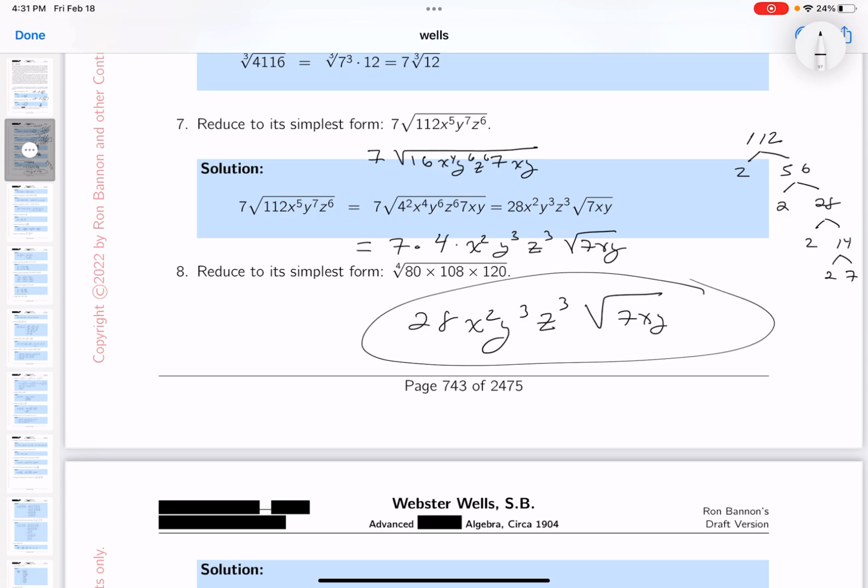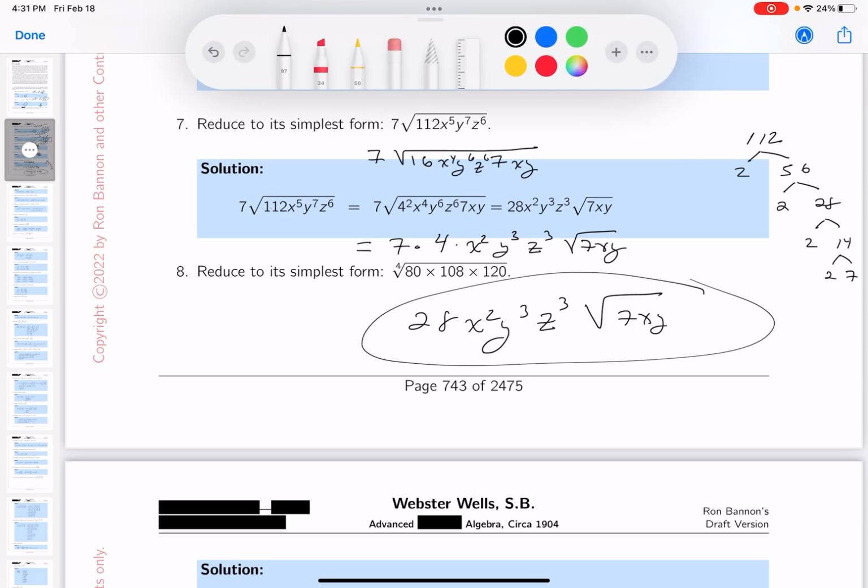Can I get my red pen out? And see how we did. Did we match the key? I'm seeing that here. I'm seeing that over here, which is 28x squared, y cubed, z cubed, the root of 7xy. All right, I just want to give you a little warning about my chicken scratch.